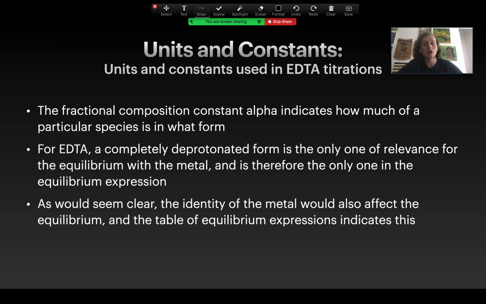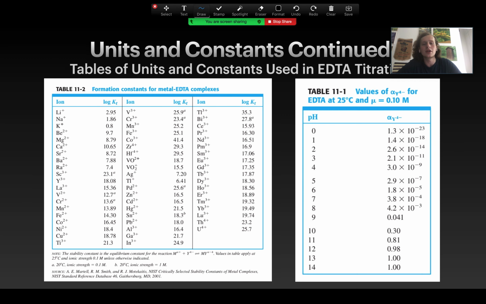Some important constants are the fraction of free EDTA constant, which I'll show on the next slide, and the actual Kf itself, which affects the equilibrium based on the identity of the metal. So here are two tables that track that. The Kfs are determined experimentally. Note that this table has the log of Kf, and the alphas are also determined experimentally for different pHs, because obviously the amount of deprotonated EDTA depends on the amount of hydrogen that's available to interact.